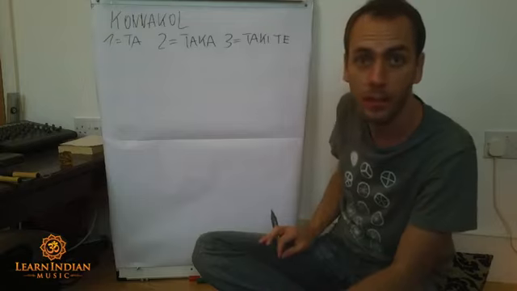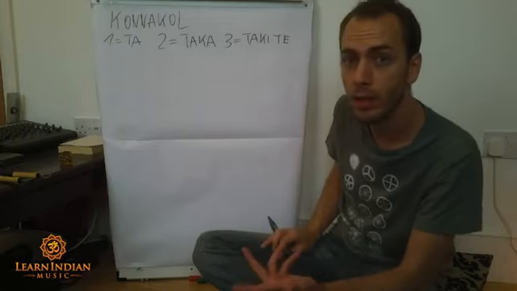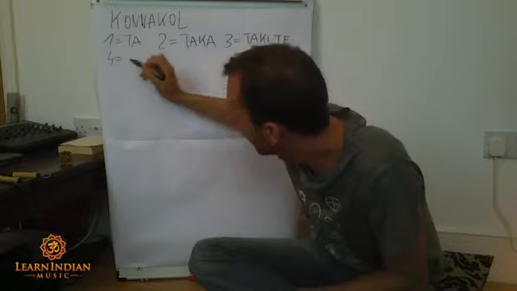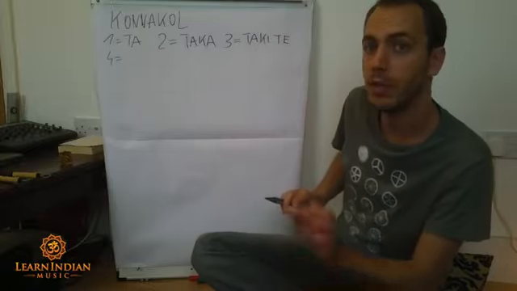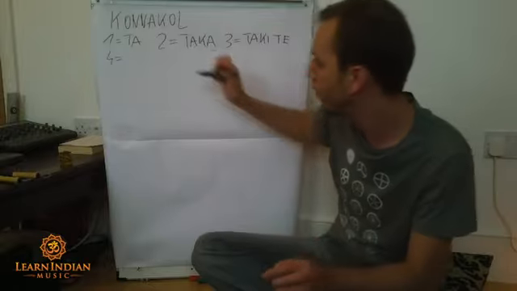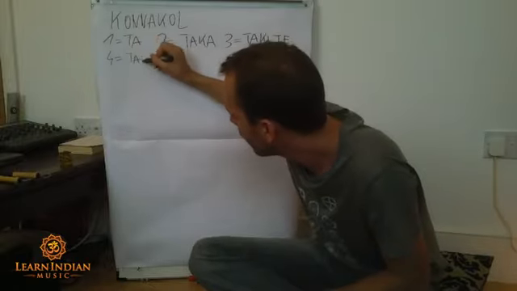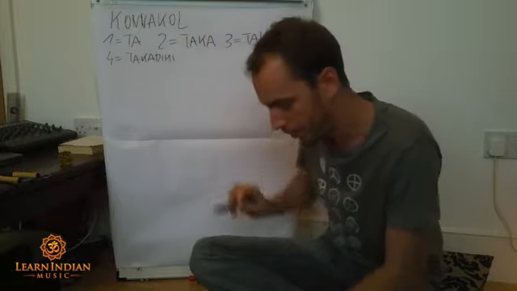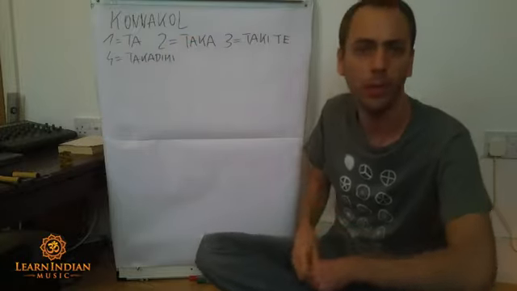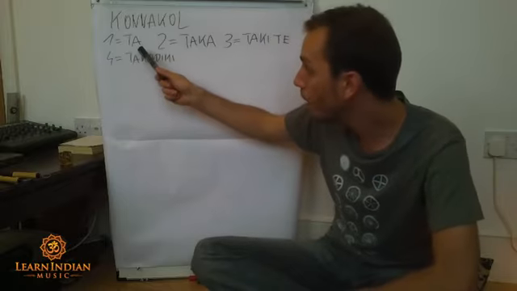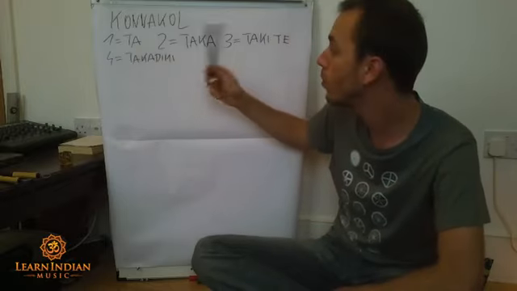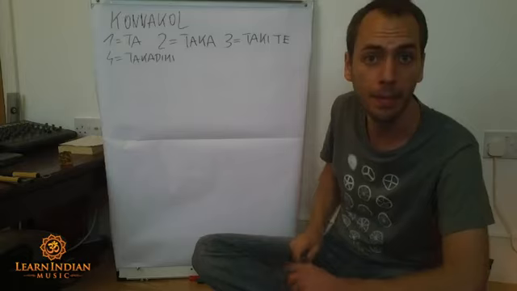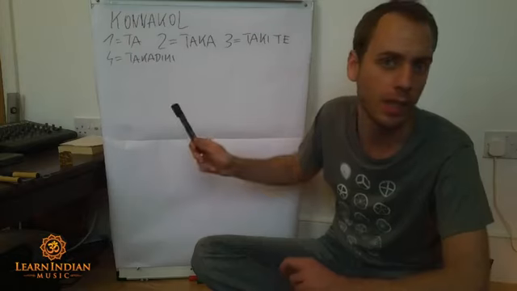And then finally, for now, a group of four is expressed as ta, ka, ti, mi. Ta, ka, ti, mi. So just to revise that, ta, 1, 2 is taka, 3 is takite, 4 is takadimi.